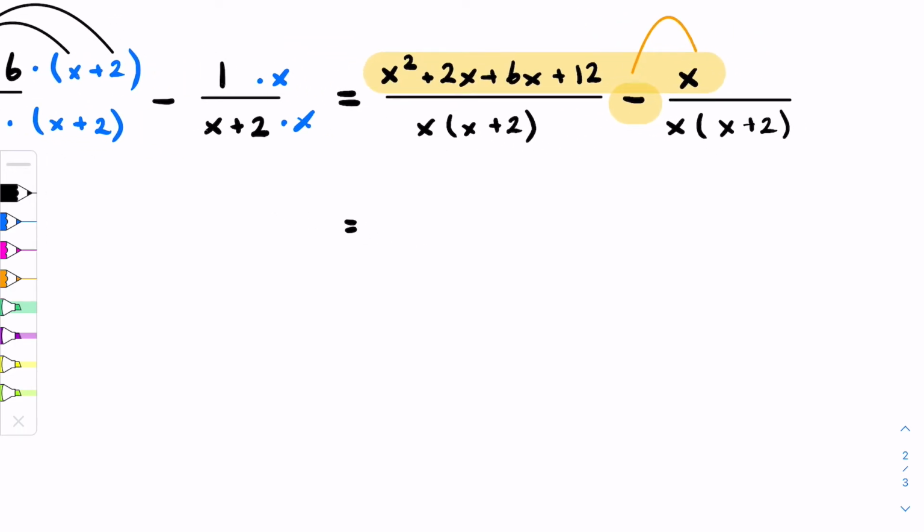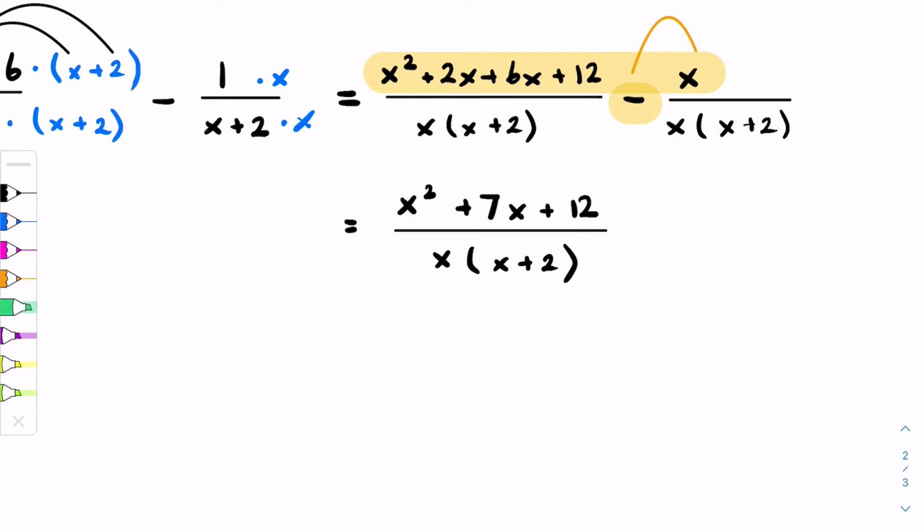So when I add or subtract all of my terms together in the numerator, I'm left with x squared. I have 2x plus 6x, which is 8x, and then minus x, which is 7x, plus 12, divided by x times x plus 2. And this here is my simplified numerator.